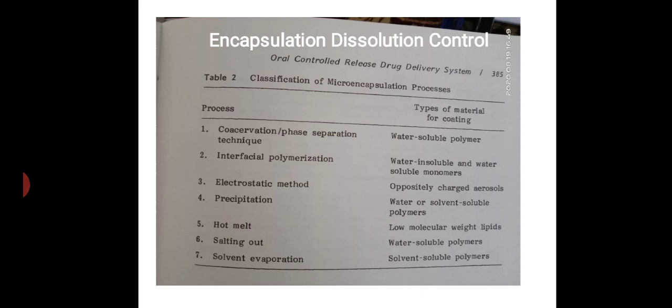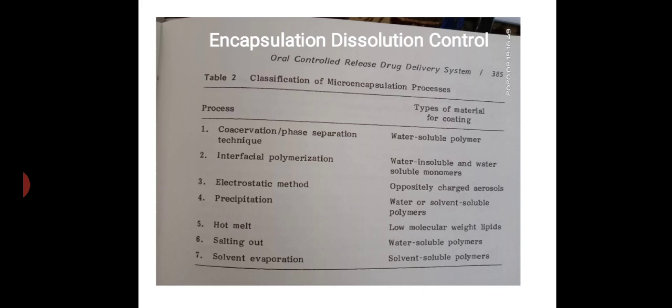Each drug molecule is coated with a polymeric membrane. So each tiny small particle of a drug is coated with a polymer system, and finally these encapsulated granules can be compressed, or developed into a tablet, or directly incorporated inside a capsule shell to develop a drug delivery system. So that is the way the encapsulated system works.